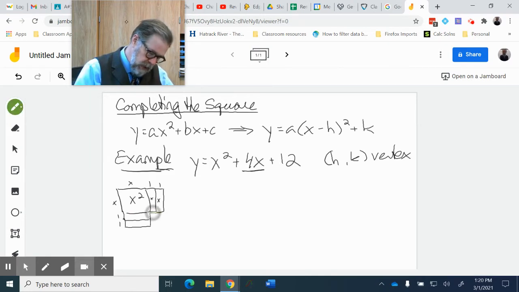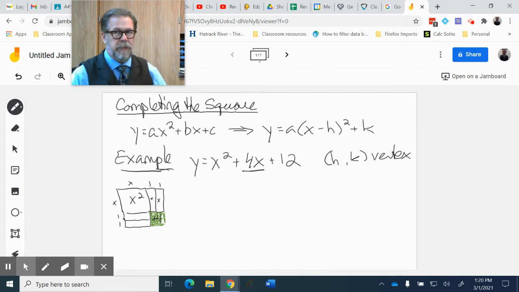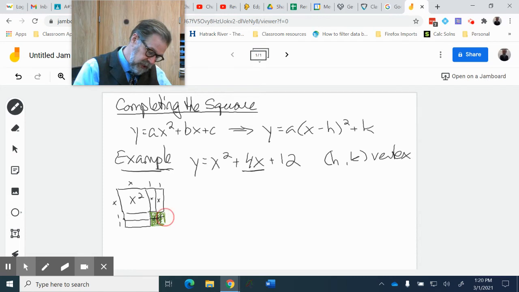Now I need to make this into a square. In order to do that, I need to fill in this corner. Well, that corner is a 2 by 2 corner, which means it is 4 units big. So I'm going to add 4 tiles. And if you're thinking this is algebra tiles, there's 4 of those.